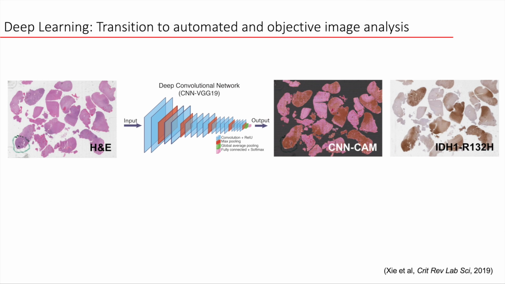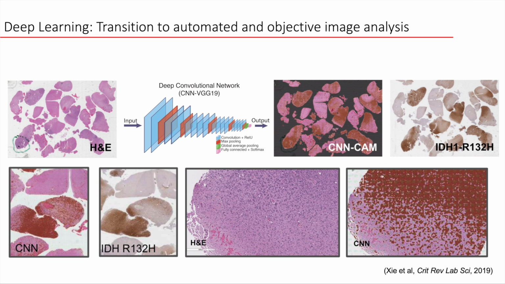Now, how do we know that the computer is actually picking up where the tumor is? Well, you can use this IDH stain that stains specifically for tumor cells, and you can see that where the brown is on this immunostain corresponds very, very nicely with the class activation map developed by the computer, showing just how sensitive and specific these computers are at detecting tumors.